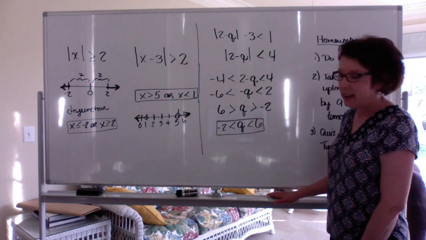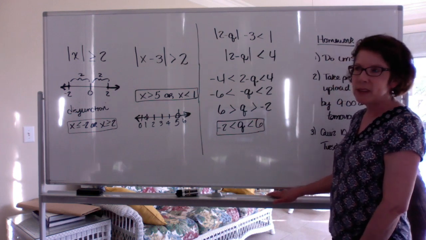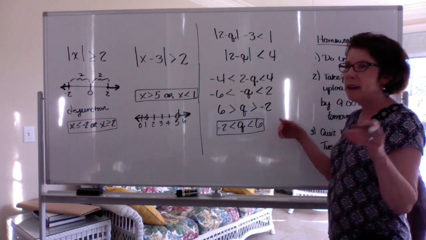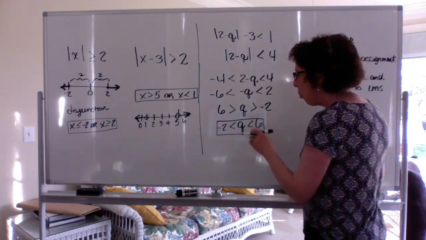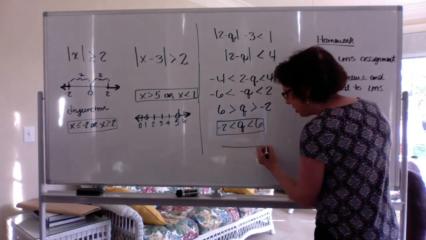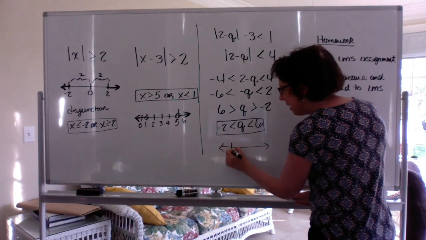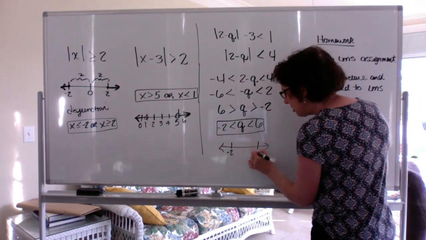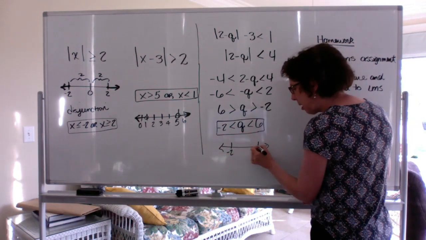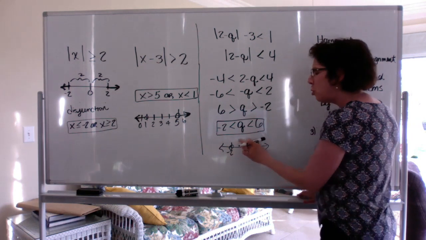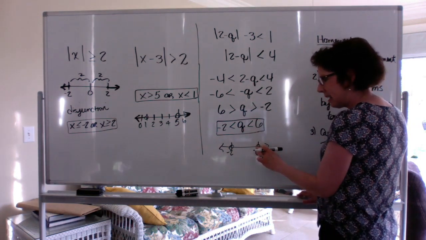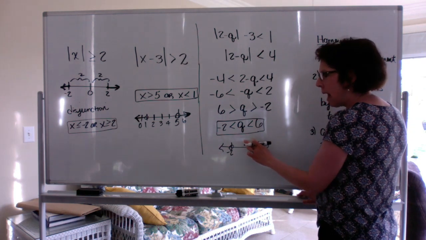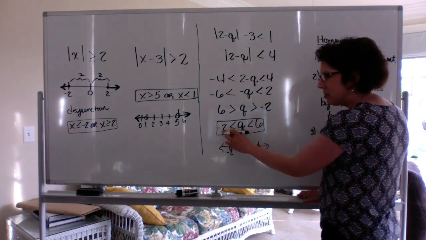Now you have to think about what this is. Is this going to be a segment, or is it going to be two rays going out? Well, when it's a conjunction, an and statement like this, we're going to put our -2 and our 6. There's no equal, so I'm going to put open circles. Q can be all the numbers that are less than 6, but they also have to be greater than -2.